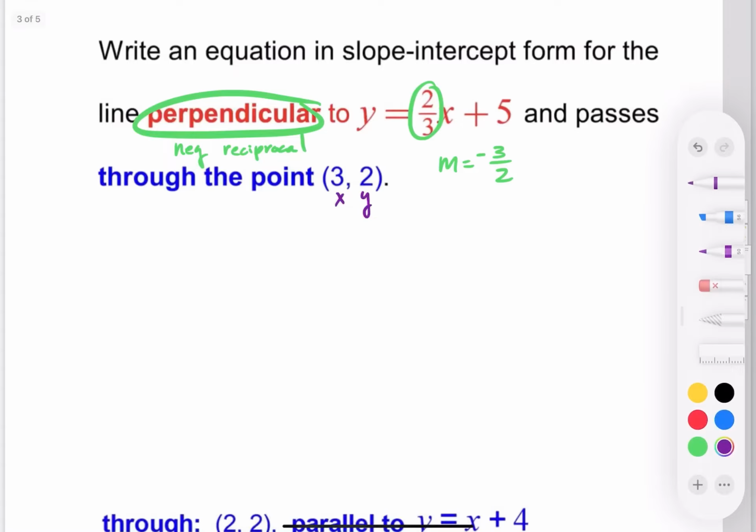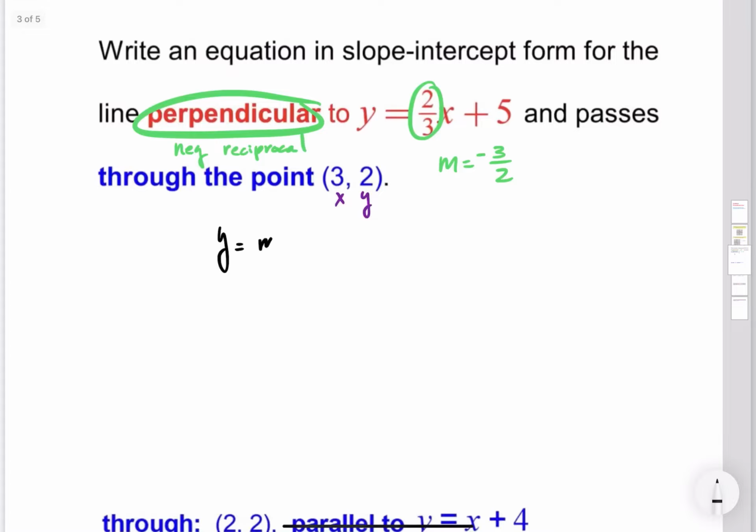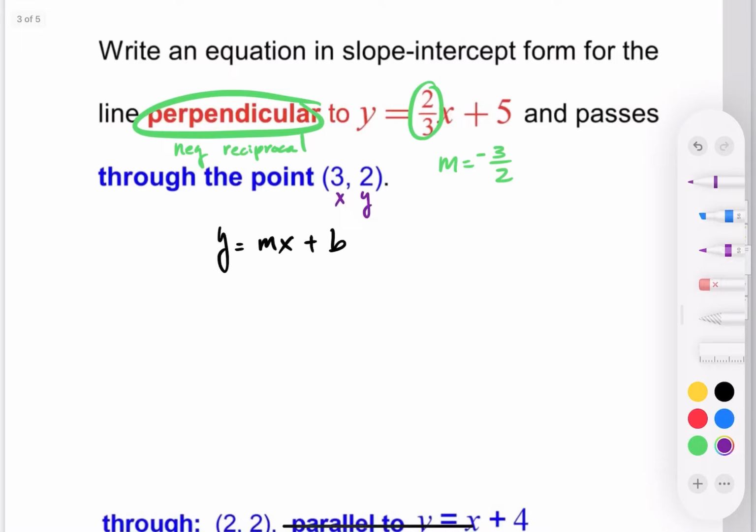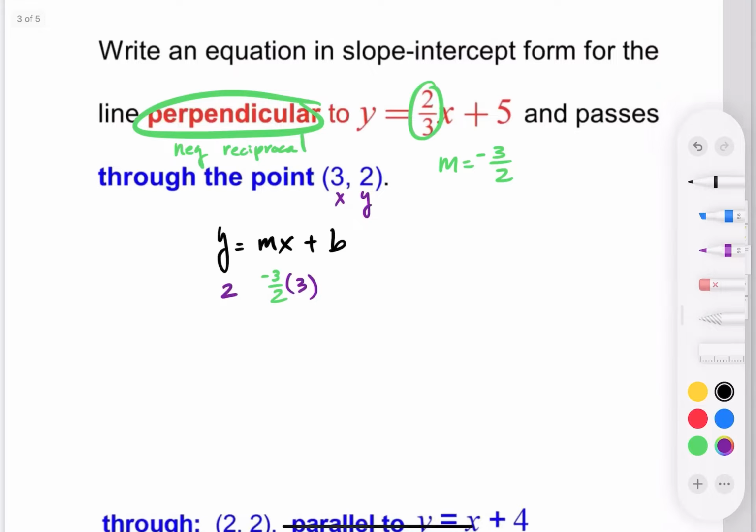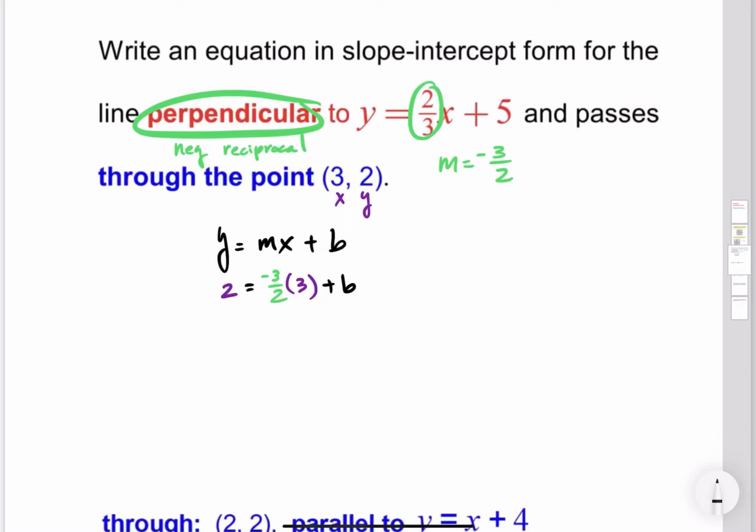Since we want to write out our equation in slope-intercept form, that's y equals mx plus b. So I'm just going to substitute what I know here. I do know that my y value is 2. I know my x value is 3. I know my slope is -3/2. I'm just going to fill everything else in with that equal sign and that plus b. That b is my y-intercept, which I don't know yet.